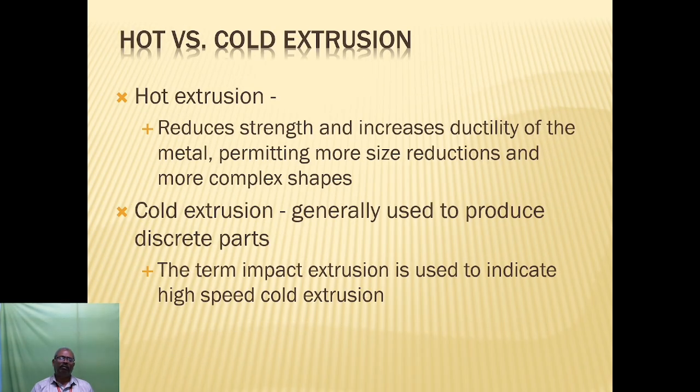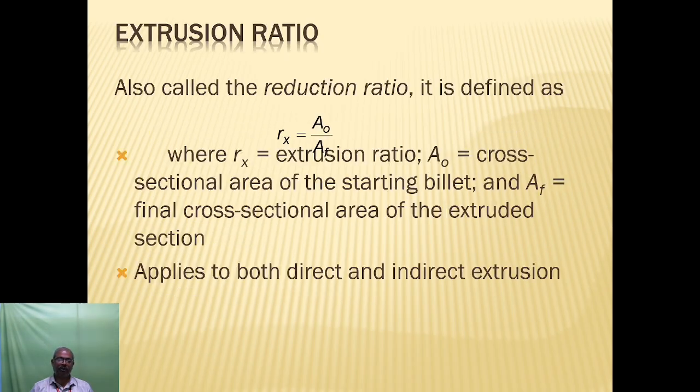This is the difference, the comparison between hot and cold extrusion. In hot extrusion, it reduces strength but increases the ductility of the metal. It permits more size reduction and more complex shapes to be produced. In cold extrusion, it is generally used to produce discrete parts. The term impact extrusion is used to indicate high speed cold extrusion.